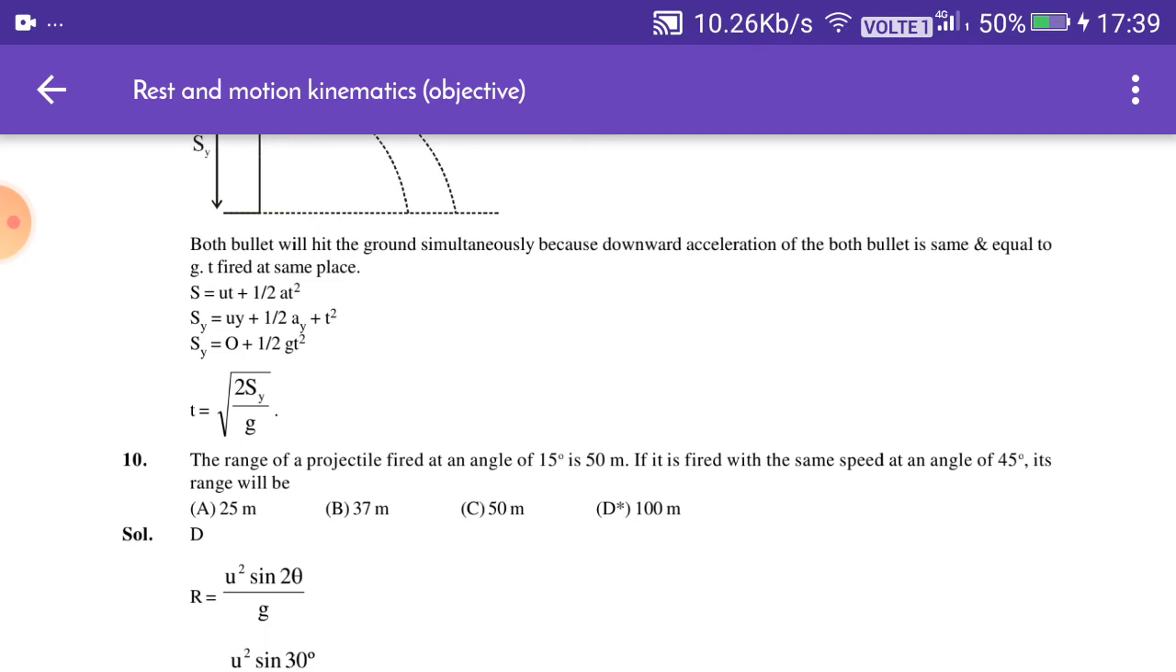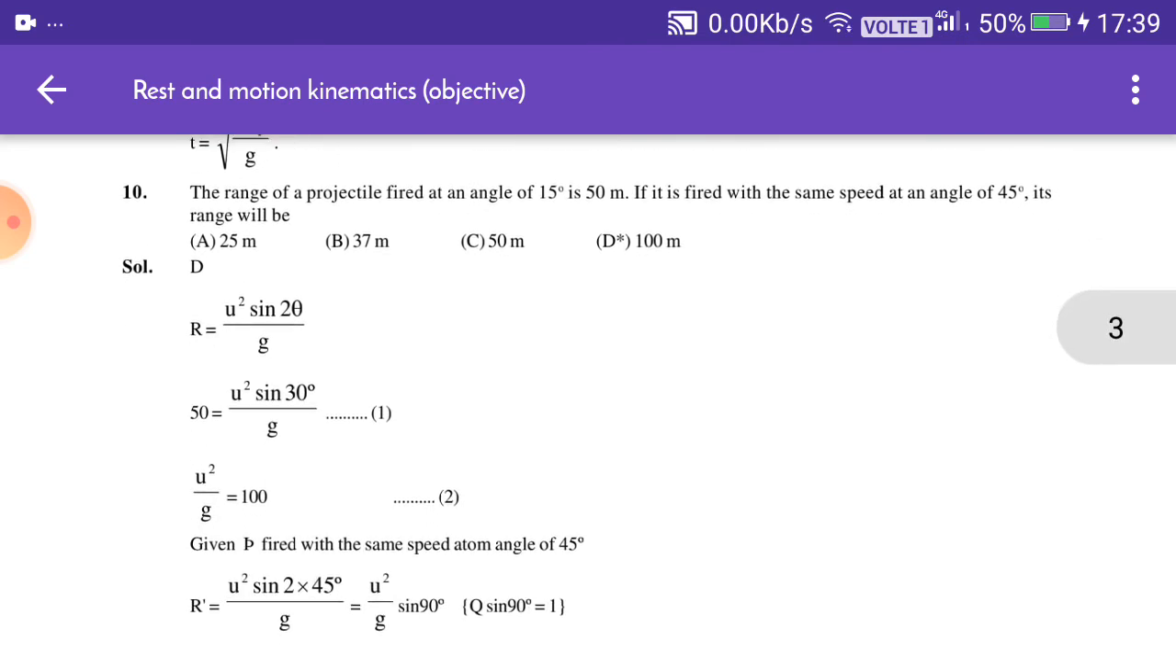The range of a projectile fired at 15 degrees is 50 meters. What is the range if it is fired with the same speed at an angle of 45 degrees? So speed is the same. Here we have a formula, you have to know. Range is equal to u square sine 2 theta by g. This formula you have to know. Now what is the range given in the question? 50. What is u square sine 2 theta?